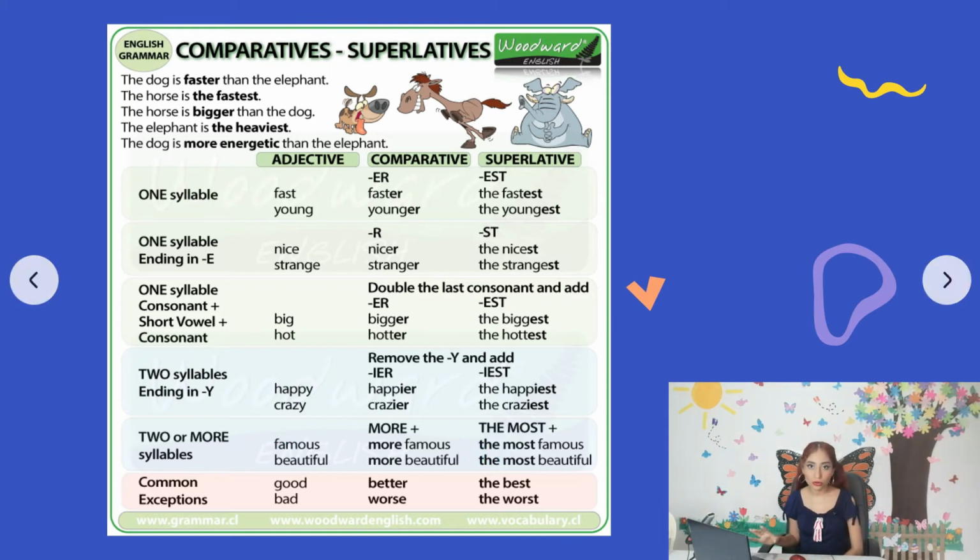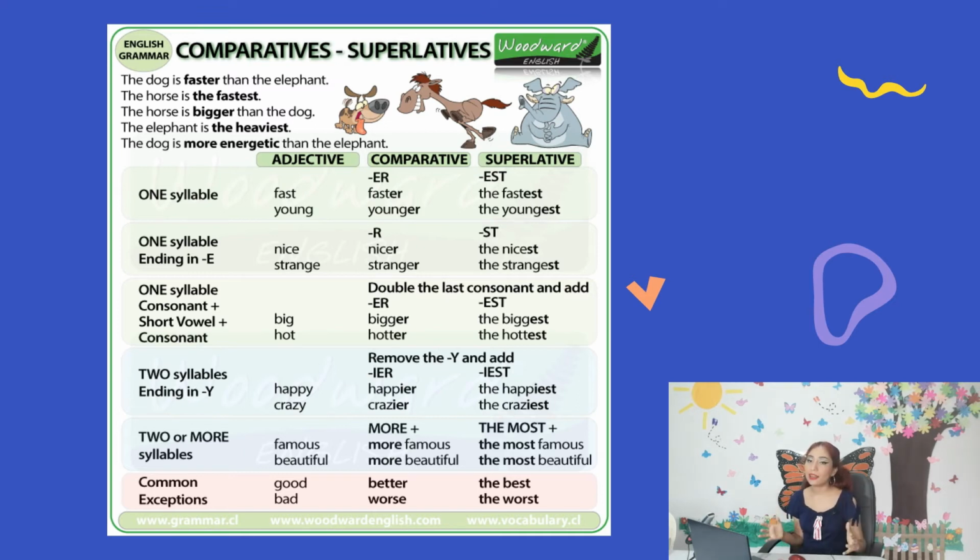It is not correct. So if it's a comparative, you need to add more before your adjective. More famous, more beautiful. Comparative. Superlative, the most famous, the most beautiful, okay? More for comparative, most for superlative, okay?